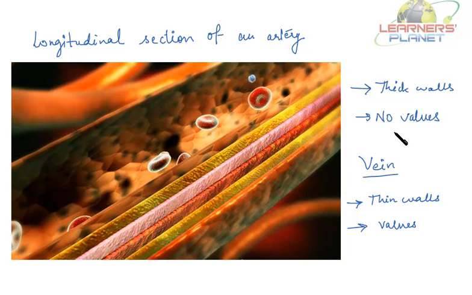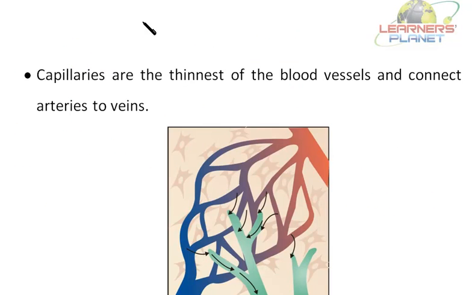So on an average, 75% of the blood is located within the veins, right? Now besides arteries and veins, there are capillaries too. The capillaries are the thinnest of the blood vessels and connect arteries to veins, right? So here is a beautiful diagram of capillaries, and you can see the arrow which shows the flow of blood, right?